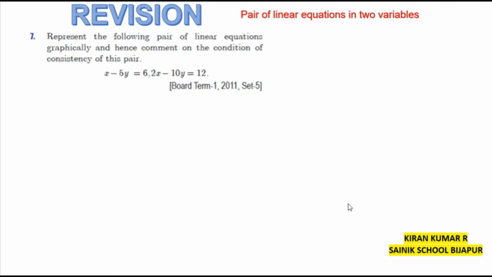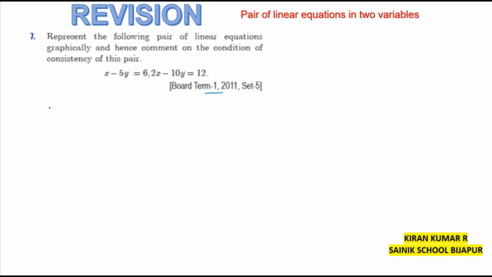Question number 7. Represent the following pair of linear equations graphically and hence comment on the condition of consistency of this pair. The two equations are x minus 5y equal to 6 and 2x minus 10y is equal to 12. This is also an important question asked in board examination. We have to solve it graphically. So I have to consider both the equations, find the coordinates and then plot the graph.